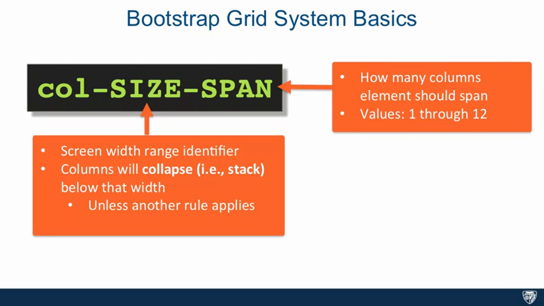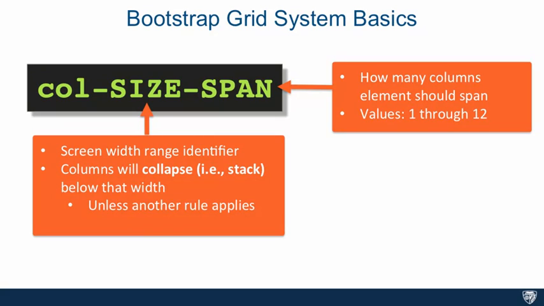So the values are from 1 to 12. And I've mentioned many times that Bootstrap is a 12-column grid layout. And what that means is the columns will add up to 12, so if you specify, let's say, 4, 4, and 4, that will add up to 12.